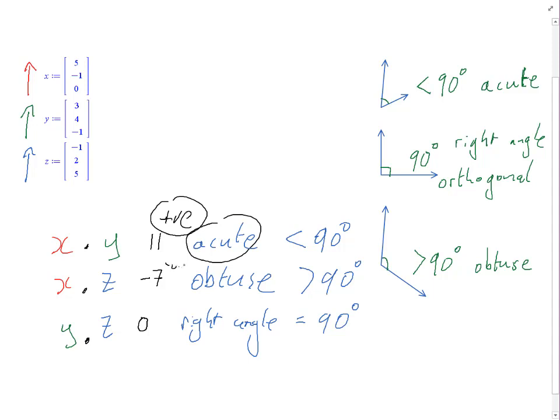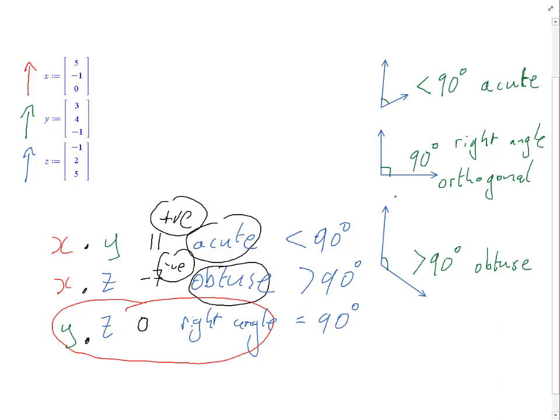It'll always be negative when the angle is obtuse, when they're pointing away from each other like this. So negative means they're pointing in this kind of direction. Positive is this kind of direction, negative is this kind of direction. But the one that's completely critical for optimization is this one. When any two vectors have dot product 0, they are pointing at right angles, they are orthogonal.